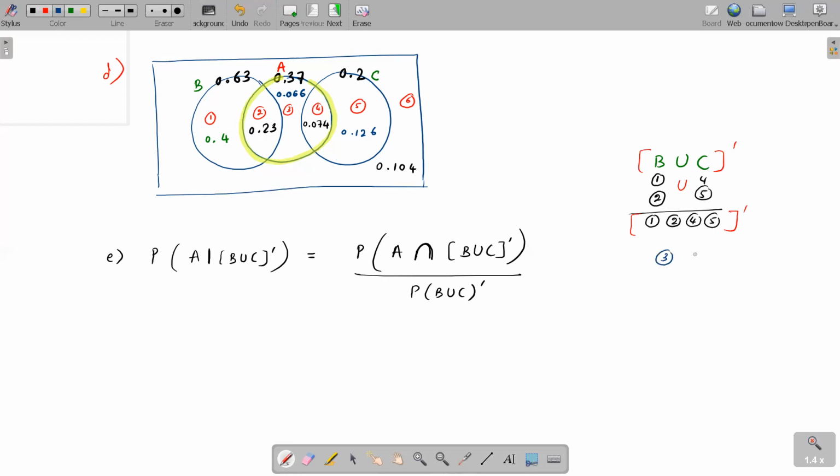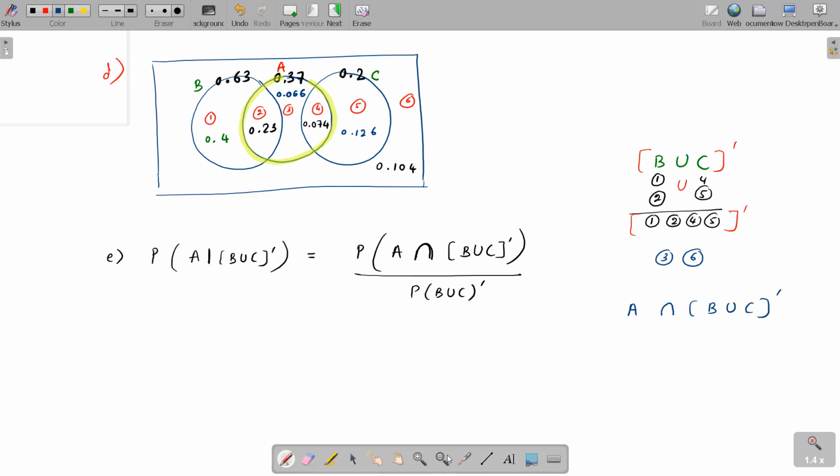So B union C dash is region 3 and 6. Is that clear with everyone? B union C dash includes the regions 3 and 6. Okay, so now I have to take A common with B union C dash. Are you with me? Yes.